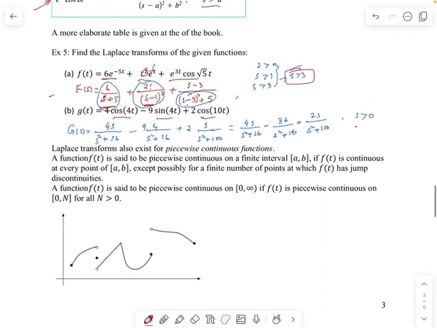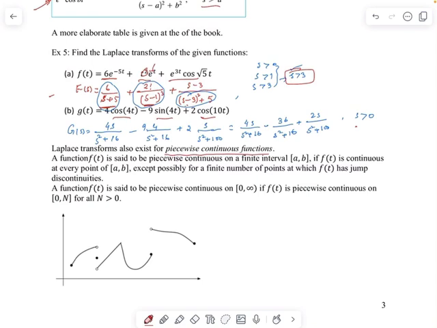Okay, so now some other information, that the Laplace transform also exists for piecewise continuous functions. So what are piecewise continuous functions? I don't know if you guys have heard it before. I know you might have heard about piecewise functions, but what is a piecewise continuous function?